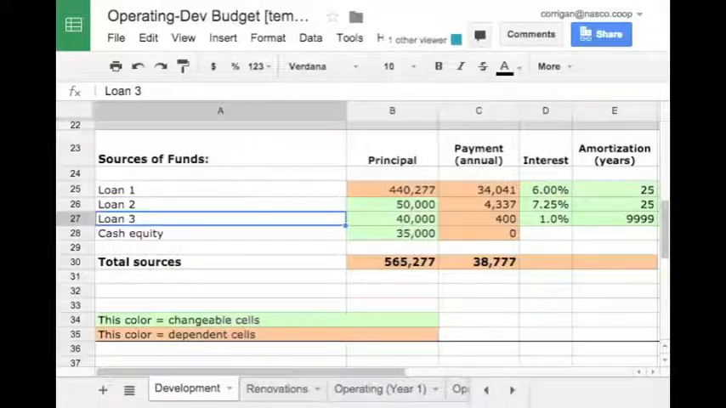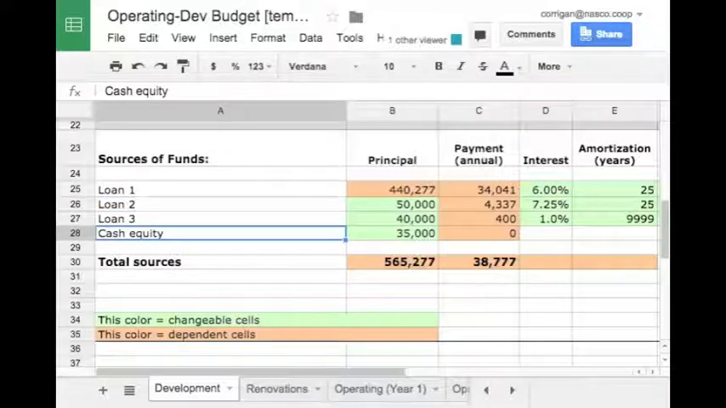Also, you can borrow money directly from friends, family, other supporters of the community and members, and make individual loan agreements with them. And the fourth line here, cash equity, this could be money that the co-op has saved up in its own development fund over time while leasing and or doing fundraising or other sources of income.